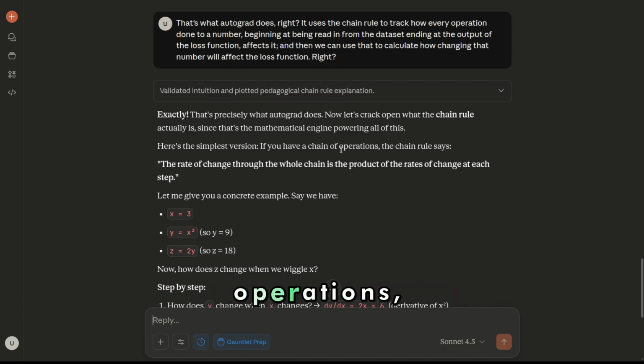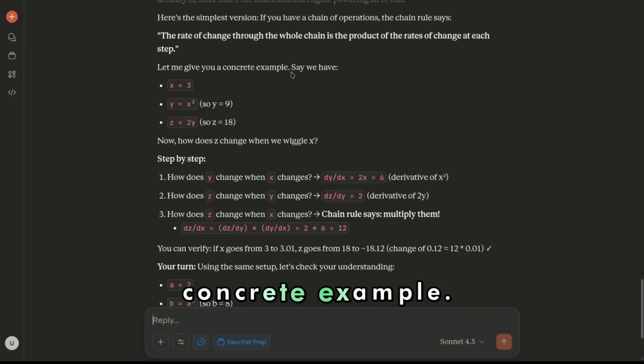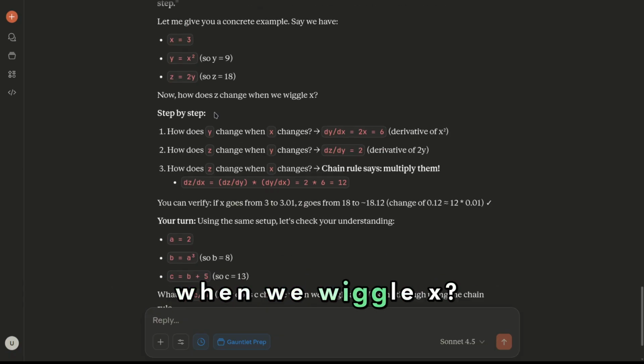Here's the simplest version. If you have a chain of operations, the chain rule says the rate of change through the whole chain is the product of the rates of change at each step. I'll give you a concrete example. Say we have x equals 3, y equals x squared, so y equals 9, z equals 2y, so z equals 18. So now how does z change when we wiggle x?